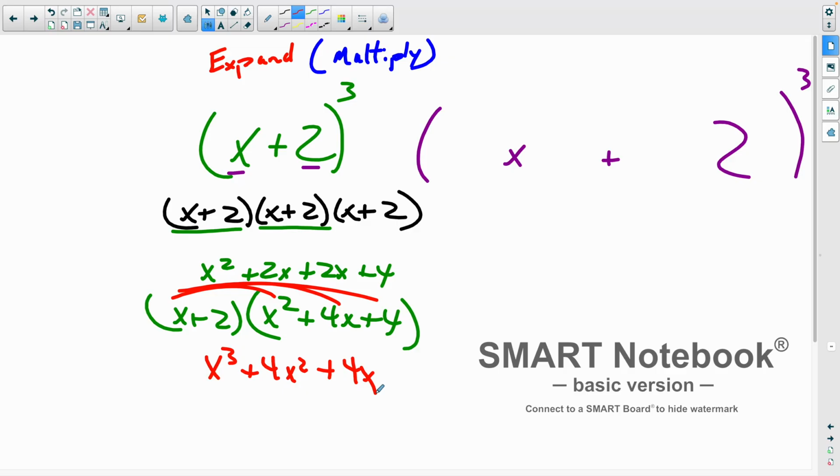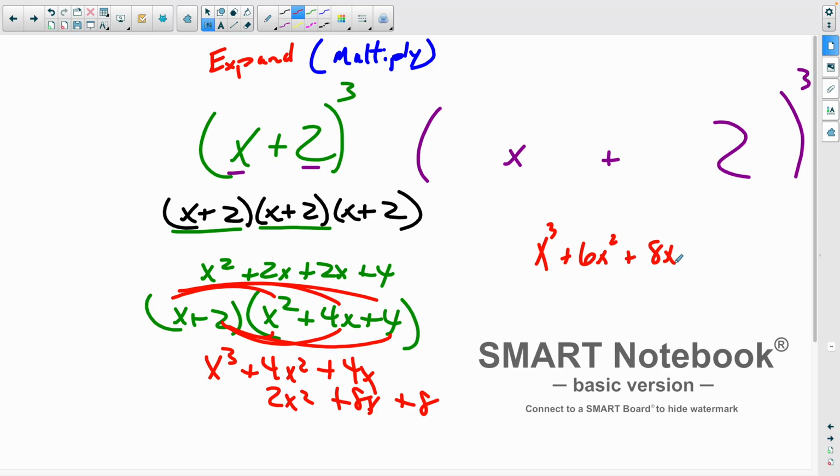Then take the 2 and do the same thing. Multiply there. I'm going to line them up so I can see them, so the x squares go together. That is 8x, and that is 8. So when we finish, we have x cubed plus 6x squared plus, excuse me, not 8x, plus 12x plus 8. Everybody all right with that? So I asked you to do that.